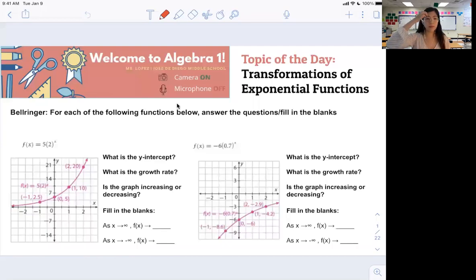In problem number 1, what is the y-intercept, and also where do I look to find it? You could either look at the graph or look at the equation. Good. Okay, so where on the graph, where do you look? You look at the y-axis, and you see where x equals 0.